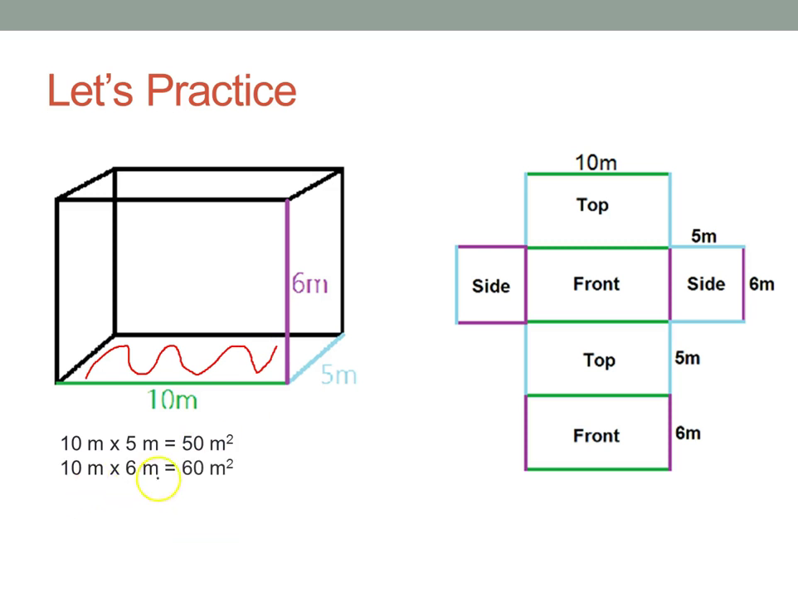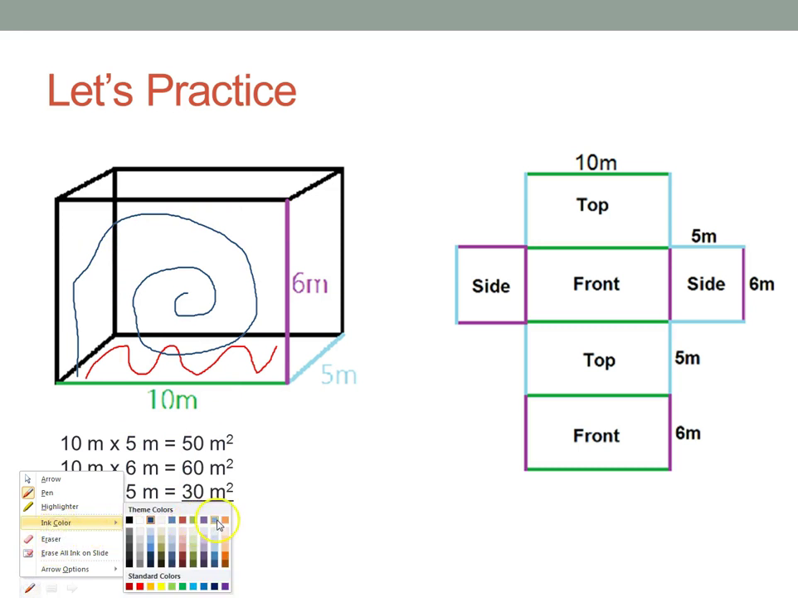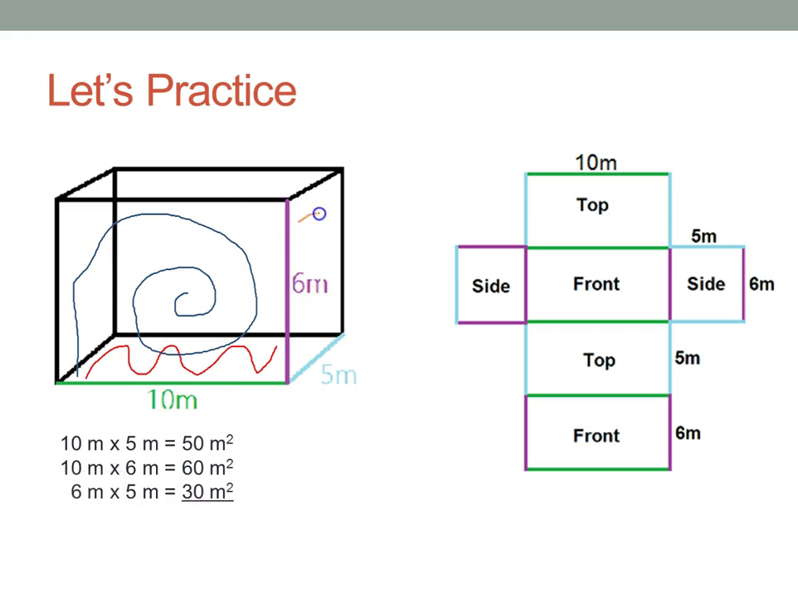Let's get a different pen color. 10 by 6. That's the front face right here. So you see 10 by 6. That would be 60 meters squared, the area of just this face here. There's another face that we see, which is 6 by 5. Let's get another color. So how about we try orange? So right there, that's 6 by 5. That would be 30 meters squared, because 6 times 5 is 30.